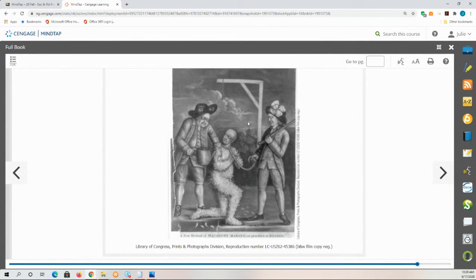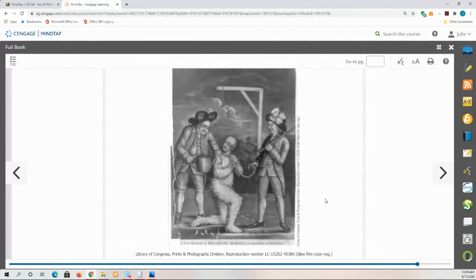Okay. So, this is from the British side. It says, a new method of macaroni making as practiced at Boston. This is found in the Library of Congress, prints and photographs, from a British newspaper. And what they're portraying is that these Bostonians here with their happy faces are vicious, violent evildoers. And you can see this man has been tarred and feathered. Obviously, his face would not look like that. It would be in agonizing pain. But this is the punishment that these people have inflicted on him.